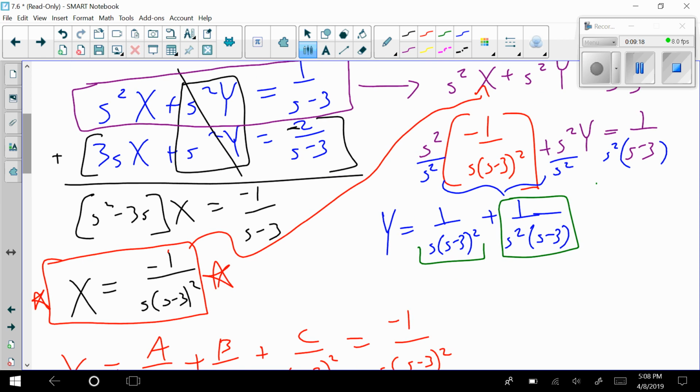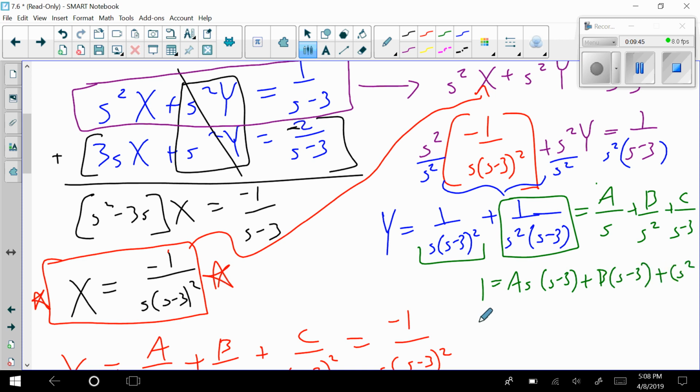Which, I mean, you can do it a couple different ways here. I think I'll just make this a over s plus b over s squared plus c over s minus 3, which then gives me 1 should equal a times s minus 3 plus b times s minus 3 plus c s squared. I let s equal 0, and 1 would equal negative 3b. So b would be equal to negative 1/3. If I let s equal 3, well then this a goes away, this b goes away, but the c's there. So I'd have 1 equals 9c, which means that c is equal to 1/9.